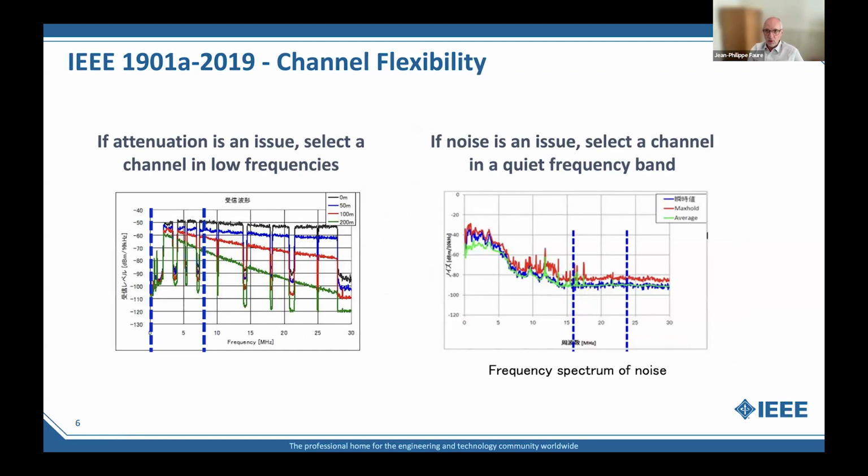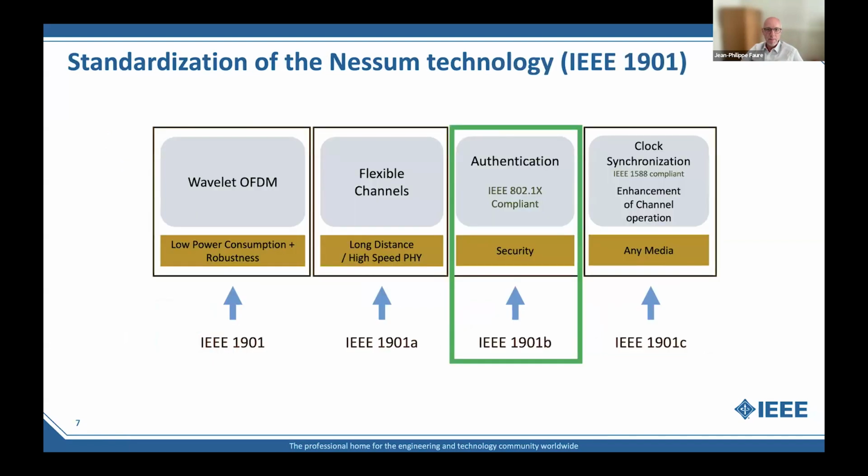Also, the flexibility provides the feature to select in which part of the spectrum you can transmit. And this is a good feature to select quiet bands. So when you have noise, for example, you can select to not transmit in the band where there is noise, and you can choose a band where there's less noise to get a better performance. So this is all the flexibility we provided in 1901A.